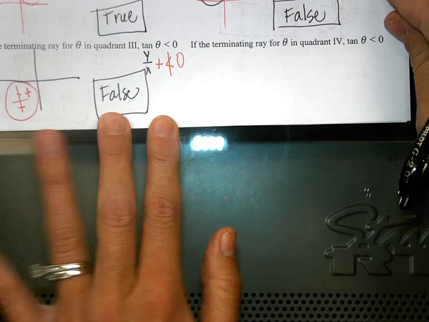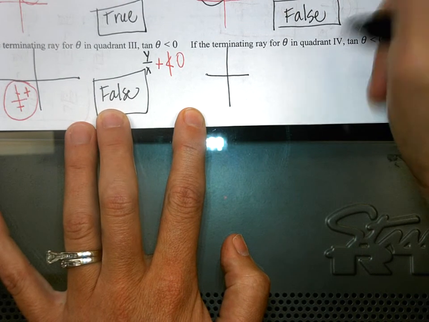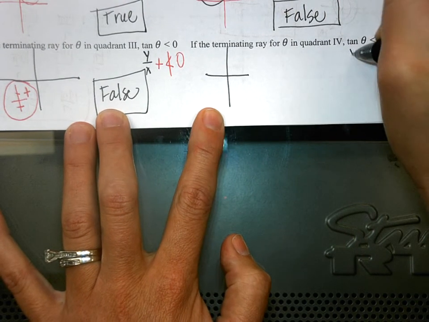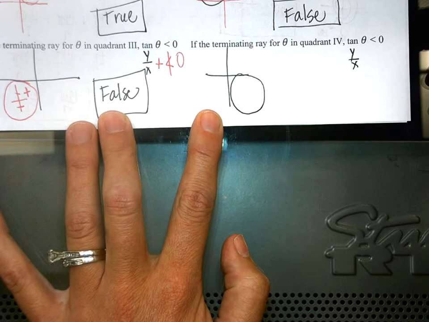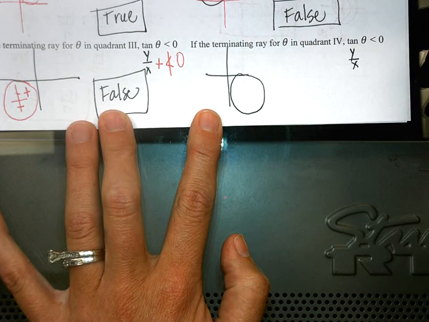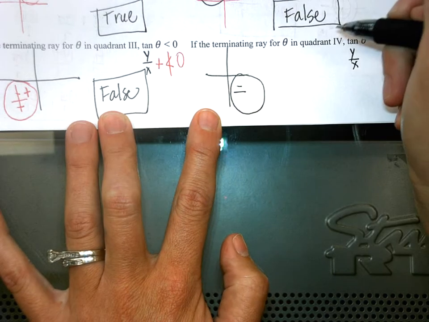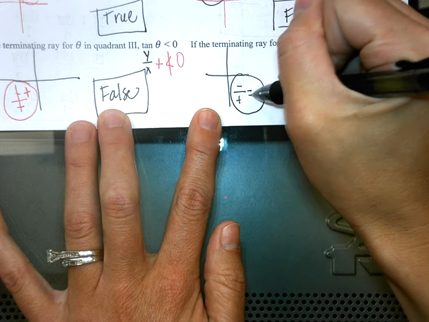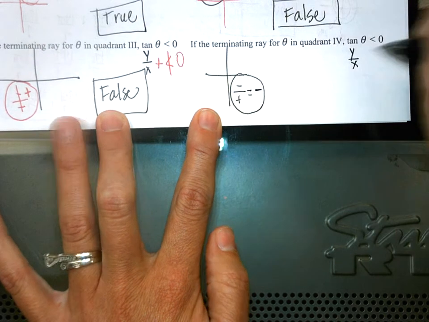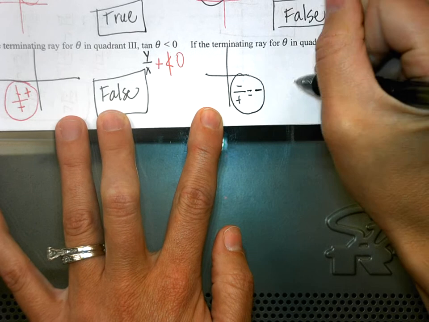Okay, last one here. Quadrant 4, again, we're dealing with tangent. Tangent we know is y over x. So in this quadrant 4, the y value is what? Negative, over the x value, which is positive. And a negative divided by a positive is a negative. So is a negative less than 0? Yes, so this one is true.